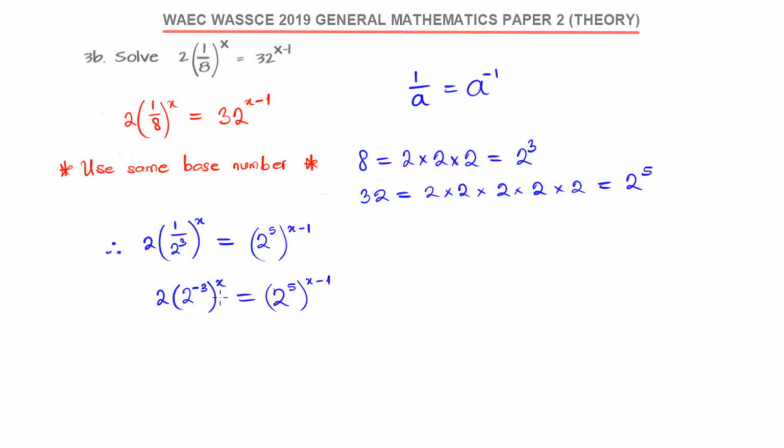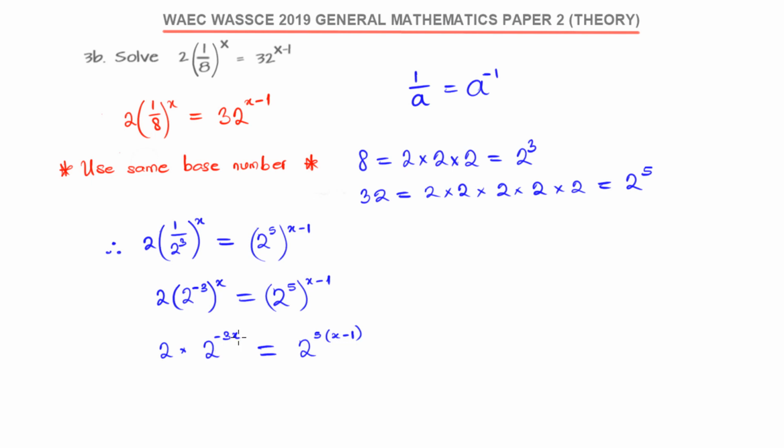Okay? So now, from law of indices, we can also open this bracket to multiply the power. So we have 2 multiplied by this other entry, which will now be 2 raised to the power minus 3x, is equal to 2 raised to the power 5, then multiplied by x minus 1. Notice I'm putting the whole power in bracket. It's not 5x minus 1, it's 5 into bracket x minus 1. Alright? So we can further work on this.